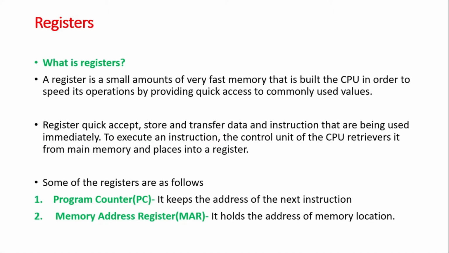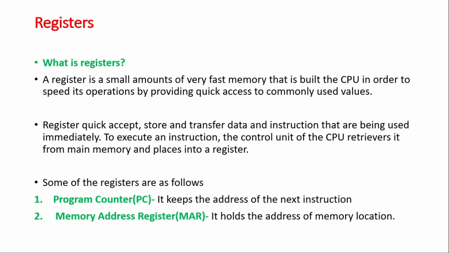Register. Register is a memory system in the CPU. The definition of register: a register is a small amount of very fast memory that is built in the CPU in order to speed its operation by providing quick access to commonly used values. A register is inbuilt in the CPU and it is very fast memory.